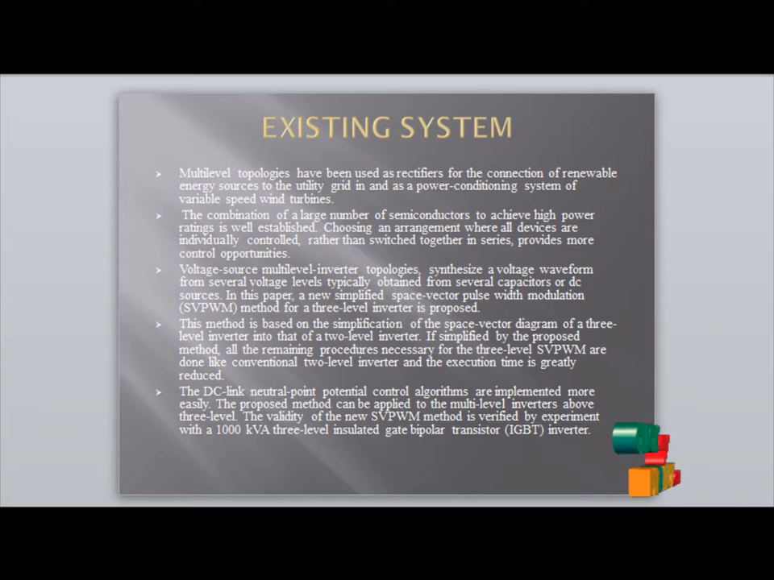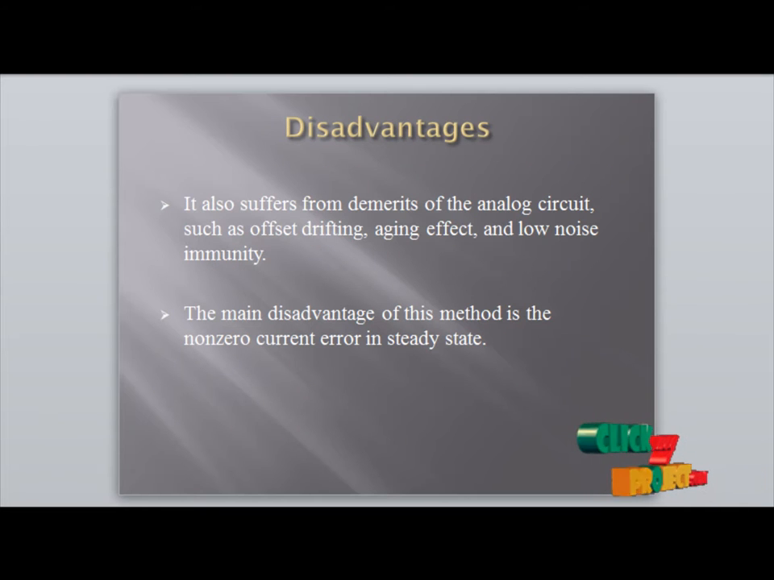This method is based on the simplification of the space vector, so the 2 level inverter will be reduced. For the 3 level inverter, we have to use insulated gate bipolar transistors. Some disadvantages: it also suffers from the demerits of analog circuits such as offset drifting, aging effect and low noise immunity. The main disadvantage is non-zero current error in steady state.